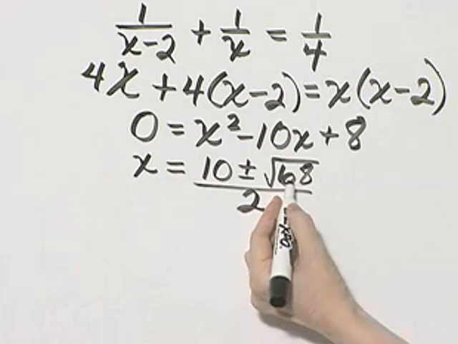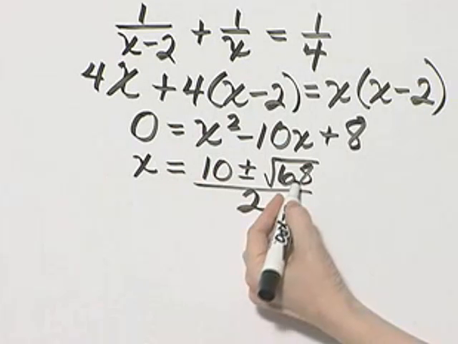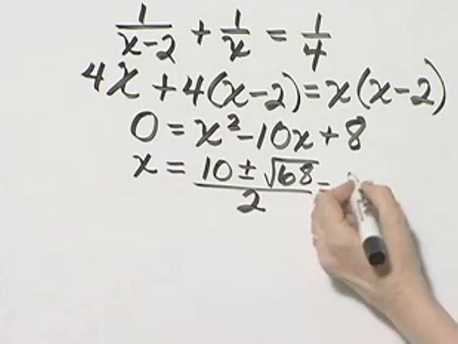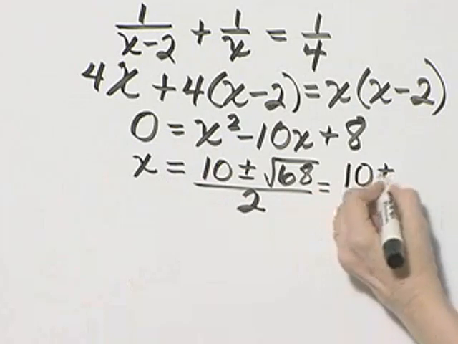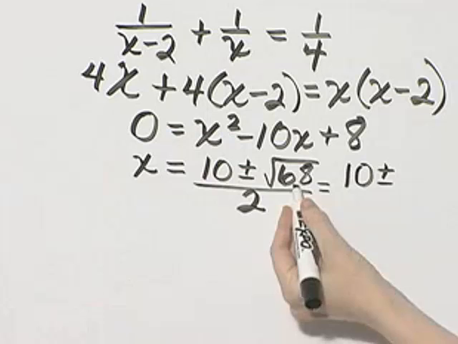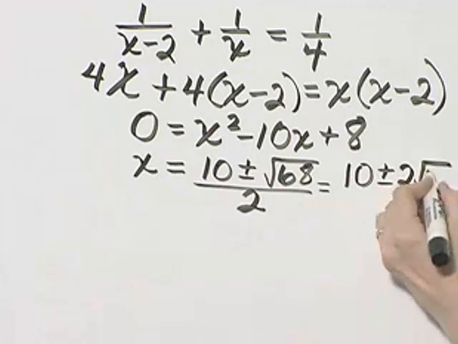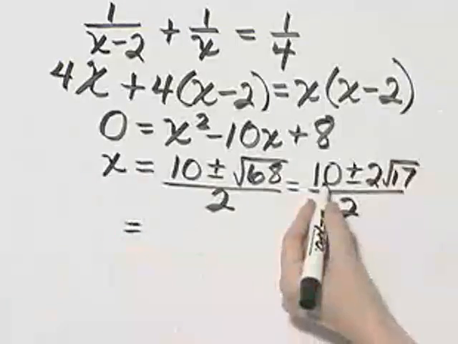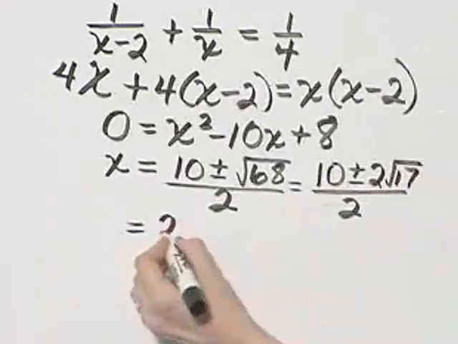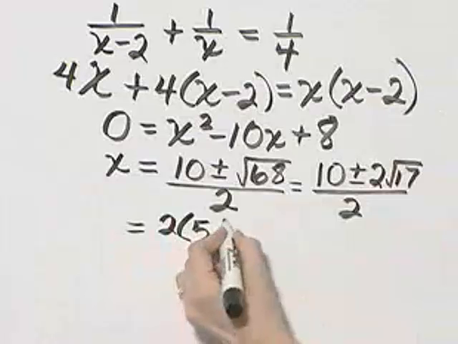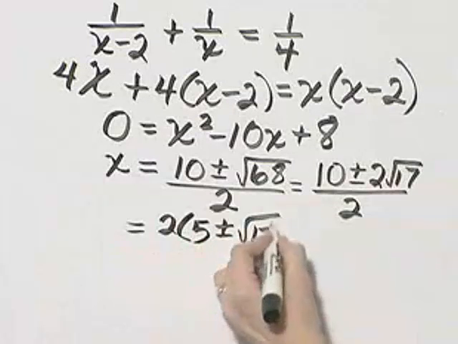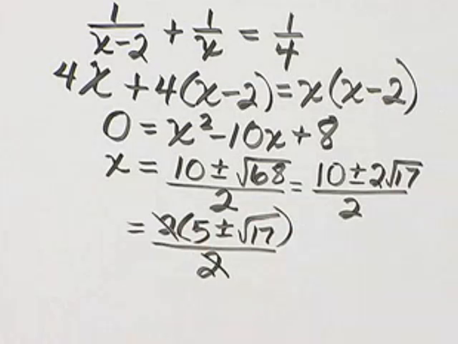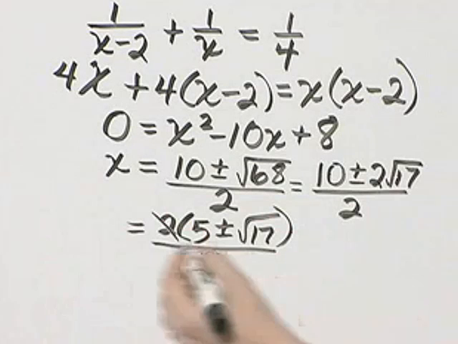There is a common factor, or I should say a perfect square factor of 4 here. I'm going to write it to the side here: 10 plus or minus, this is 4 times 17, so that's 2 square root of 17, all over 2. I just want to remind you of how to simplify. I'll factor out a common factor of 2, and I have 5 plus or minus square root of 17 all over 2, and now we can divide out. So it looks like we have 2 proposed solutions.